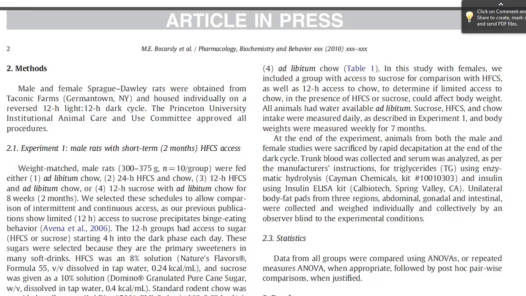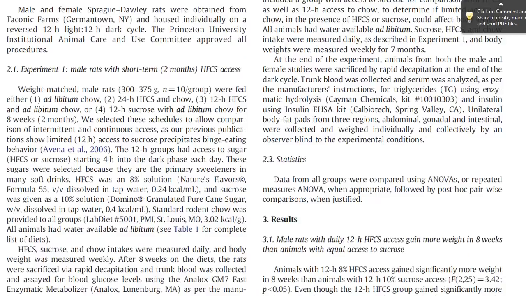Experiment 1 compares weight gains in male-only rats. Note the population size, which is relatively small, 10 rats per group. All the rats are given as much rat chow and water as they want. Group 1 gets no sugar, that's our control. Group 2 gets 24-hour access to HFCS solution. Group 3 gets only 12-hour access to HFCS, and Group 4 gets 12-hour access to sucrose solution.